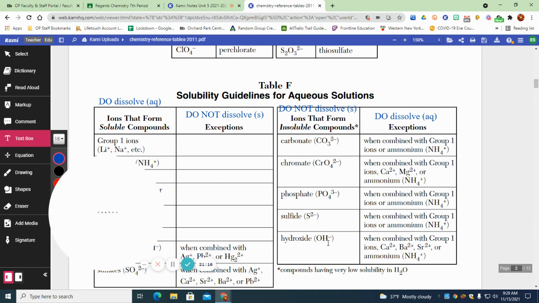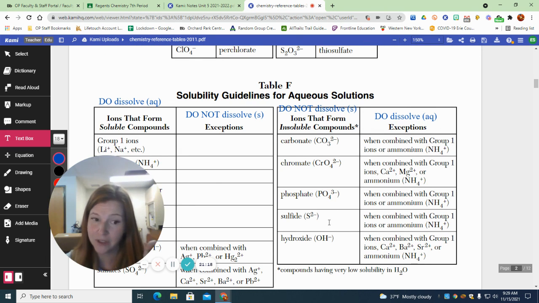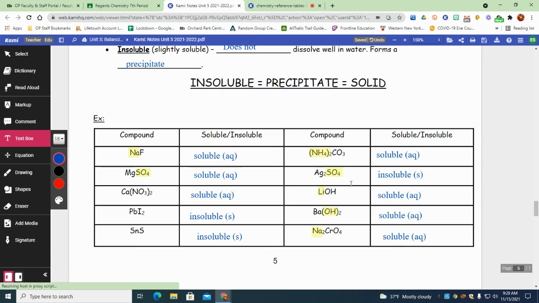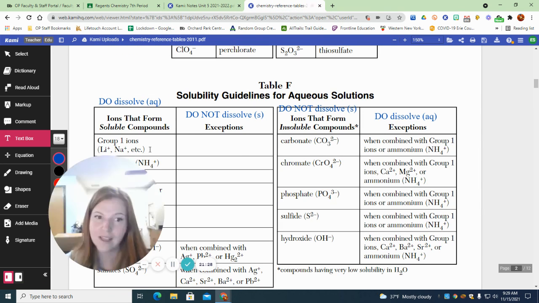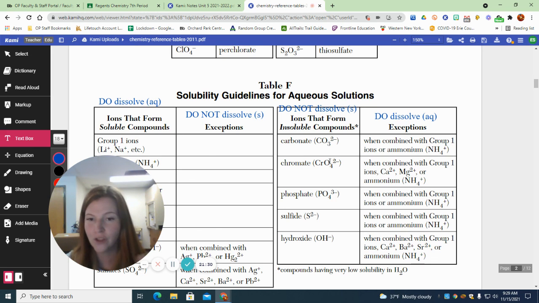Why? Well, OH is over here. It's typically insoluble, except when that OH is with Ba, barium. So barium hydroxide is going to be soluble, AQ. And then Na2CrO4, Na group 1 ion, always soluble, no exceptions. Even if you're looking at the chromate over here, CrO4 is usually insoluble, except when it's with a group 1 ion, okay? We'll get more practice with this in class, ladies and gentlemen.